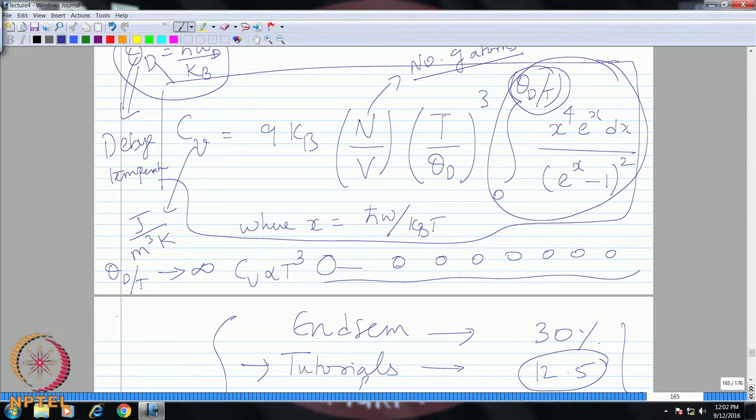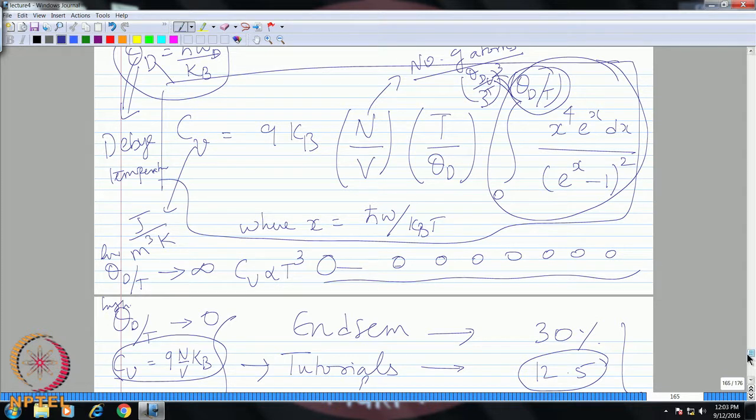Whereas, for the other case where your T is very large, theta by T going to 0, if you evaluate Cv, this turns out to be a constant, equivalent to 9 n by V Kb. So, this integral will exactly turn out to be theta d by T the whole cube. So, this will cancel off and then you will exactly have a constant value. This is for the high temperature limit and this is for the low temperature limit.